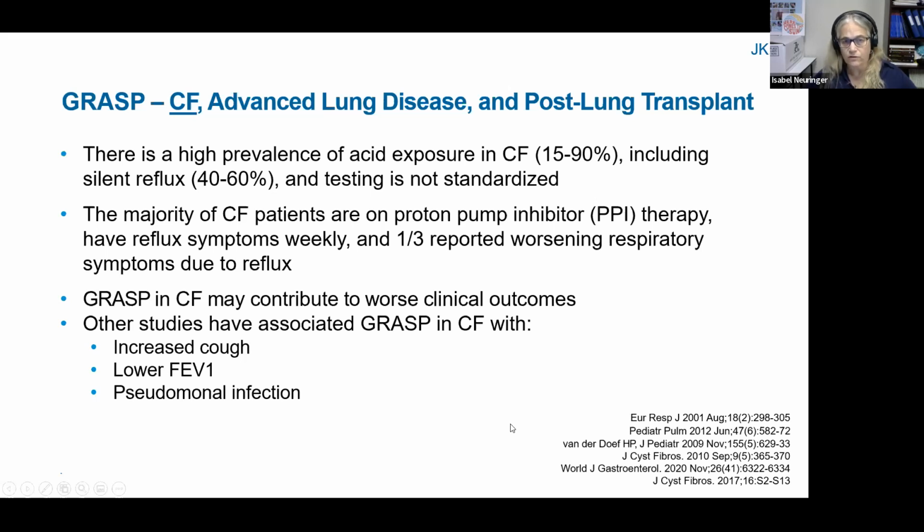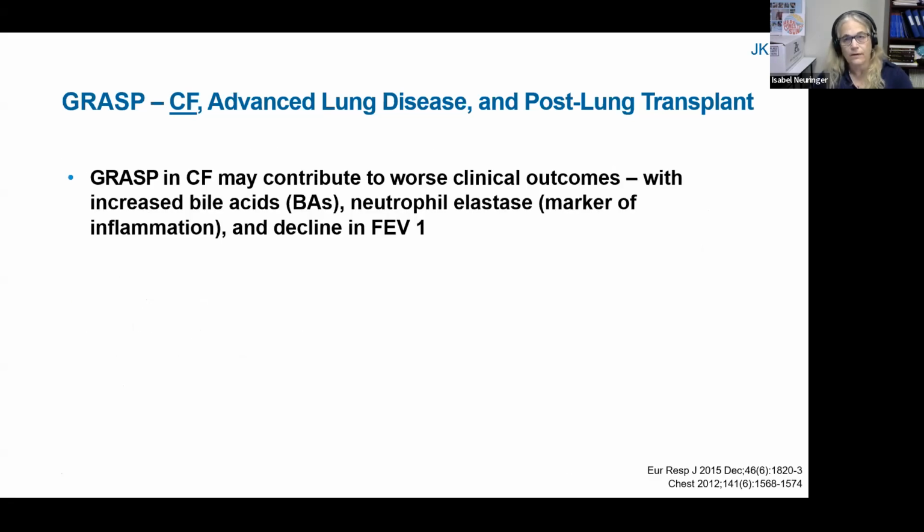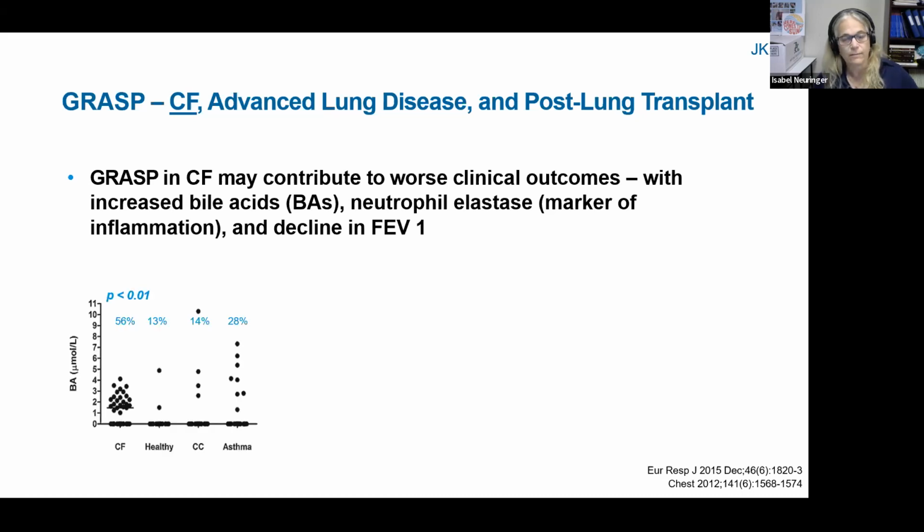We understand that GRASP in CF may contribute to worse clinical outcomes. Several studies have associated GRASP in CF with increased cough, a lower FEV1, and a decline in breathing tests, as well as pseudomonal infections. As mentioned, GRASP in CF may contribute to a worse clinical outcome, and the finding in sputum of increased bile acids, neutrophil elastase, again, a prominent marker of inflammation, and an association with a decline in FEV1.